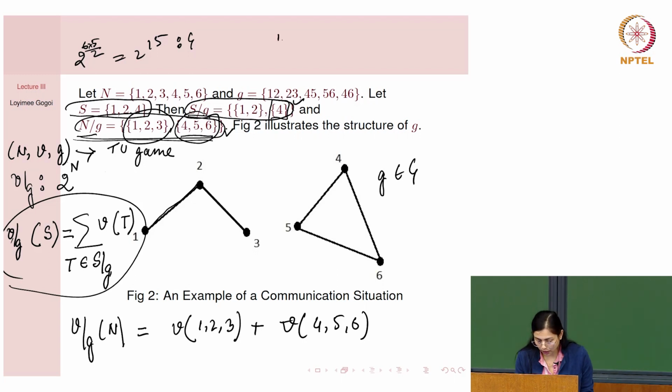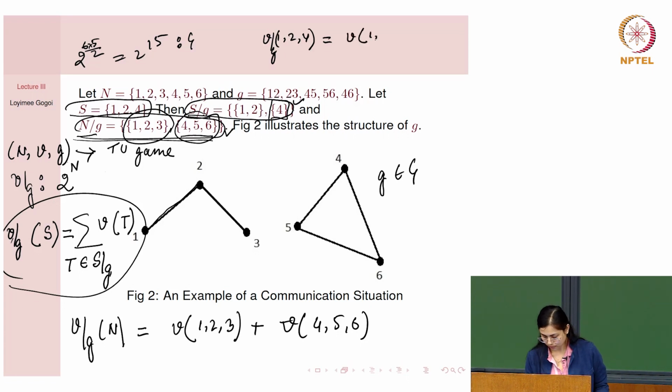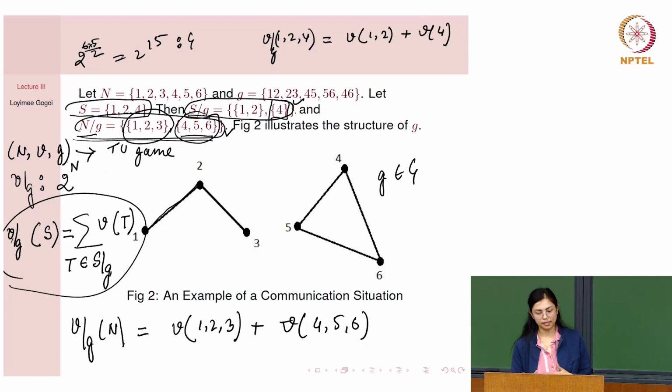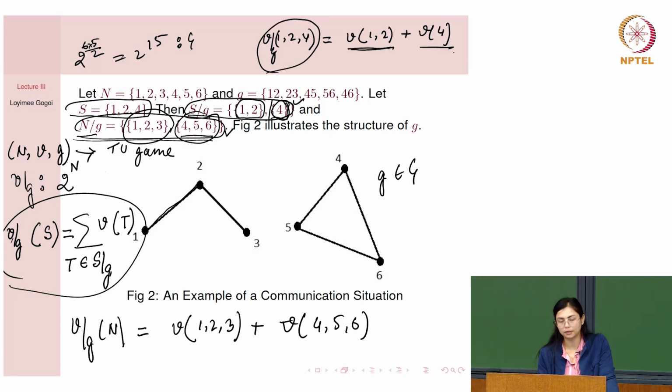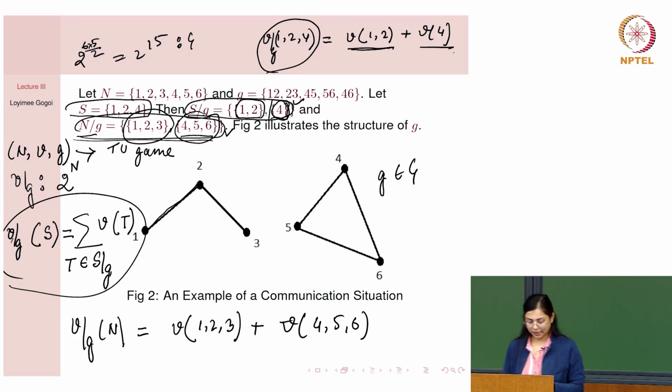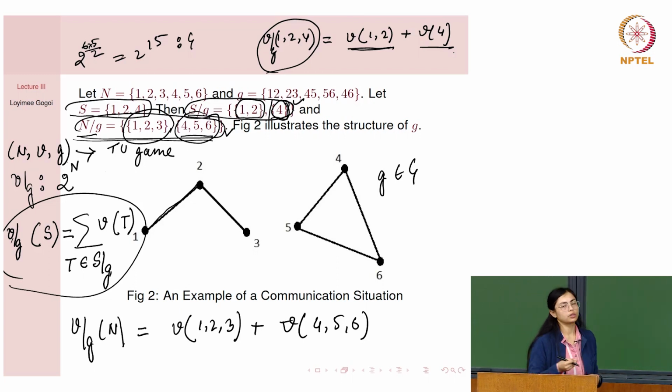And whenever we consider, say, 1, 2 and 4, so S over Z, when S is 1 to 4, we have the collection of the coalitions 1, 2 and 4 alone. So we have this game. Then V over Z will be simply V of 1, 2 and V of 4. Okay. So this is how we can define an associated cooperative game for all possible graphs on N.